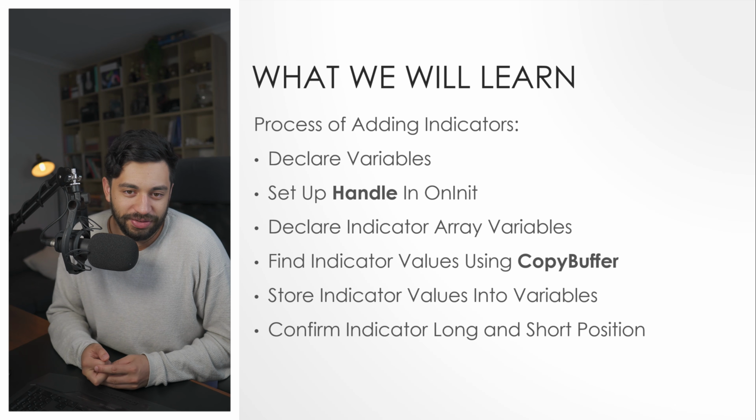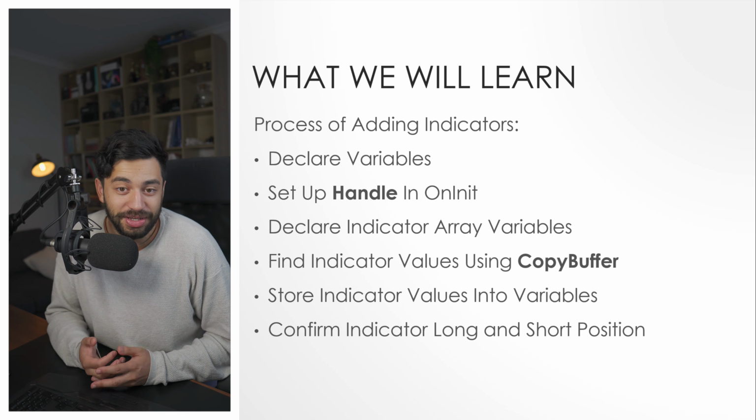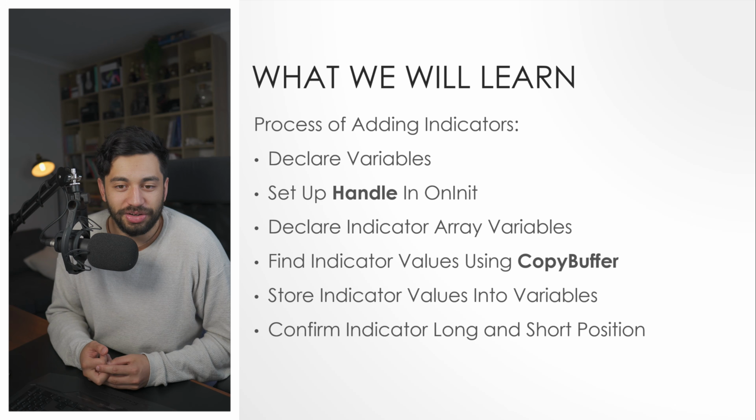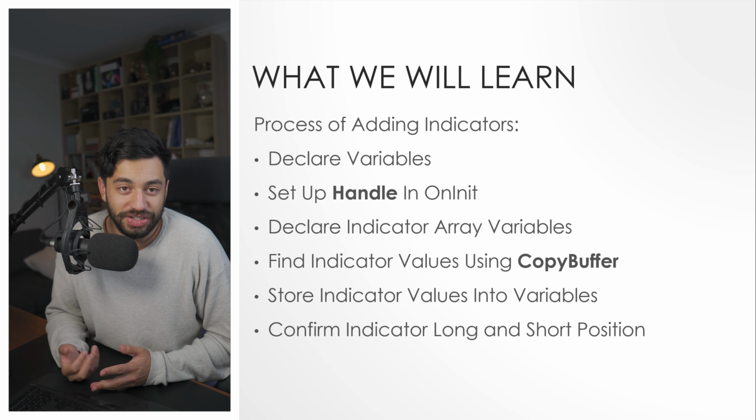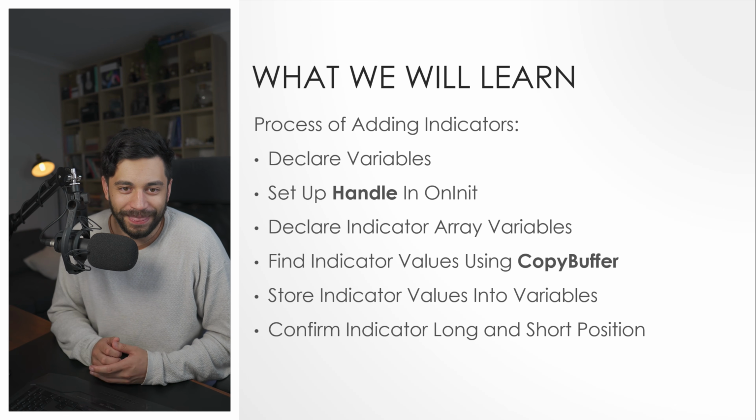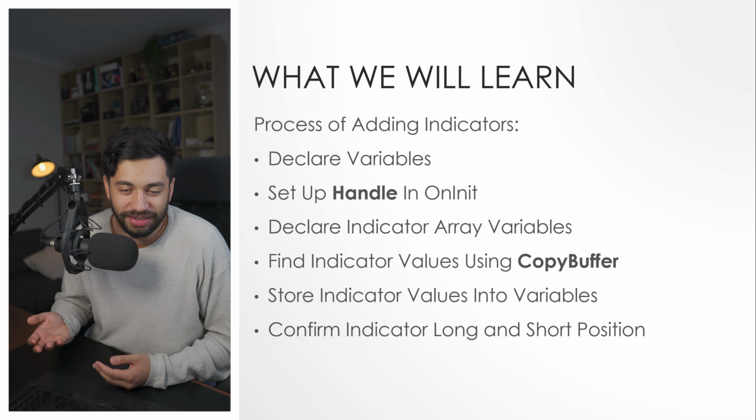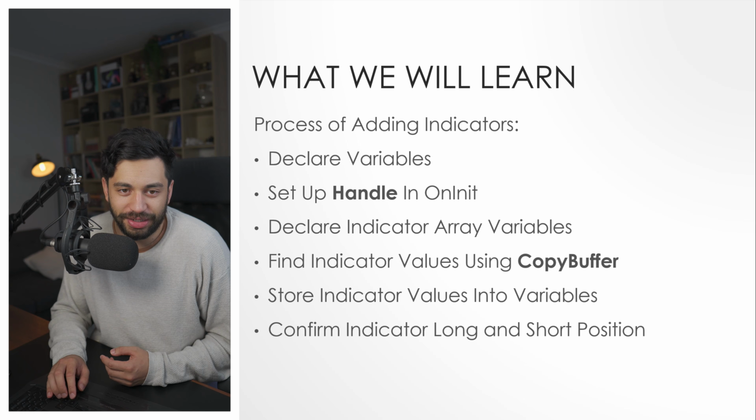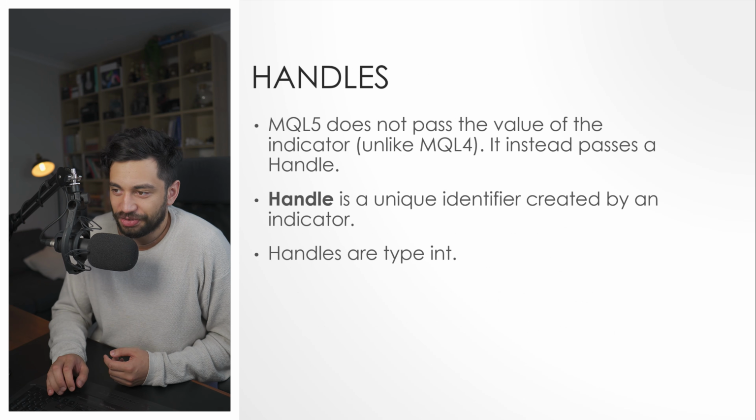Now, after we have those declared, the next thing that we have to use is the copy buffer function, which is again another new thing that we're going to be using today, and I'm going to explain that in just a moment. And then from there, we store our indicator values into a variable that we do declare, and then that's where we can then confirm whether our indicator is telling us to go long or to go short, or even if there's no trades, for example. Now, it's a little bit complicated. However, by the end of this video, hopefully you're able to follow along and then code this yourself, and then even try coding in your very own indicators in here as well.